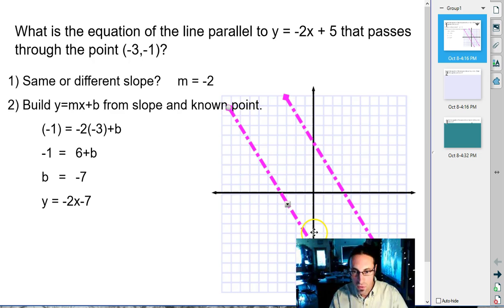1, 2, 3, 4, 5. See, it looks like 6. So my line's a little bit off. Solving it algebraically is definitely the way to go. But you can do it graphically if you're really careful.